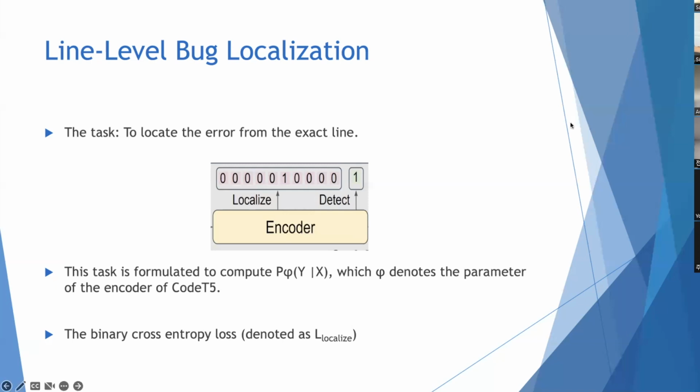So where was it mentioned in the paper? In the line level bug localization section, it says that specifically we gathered the last layer states of all SEP tokens from the encoder and mapped them to a vector of probability.